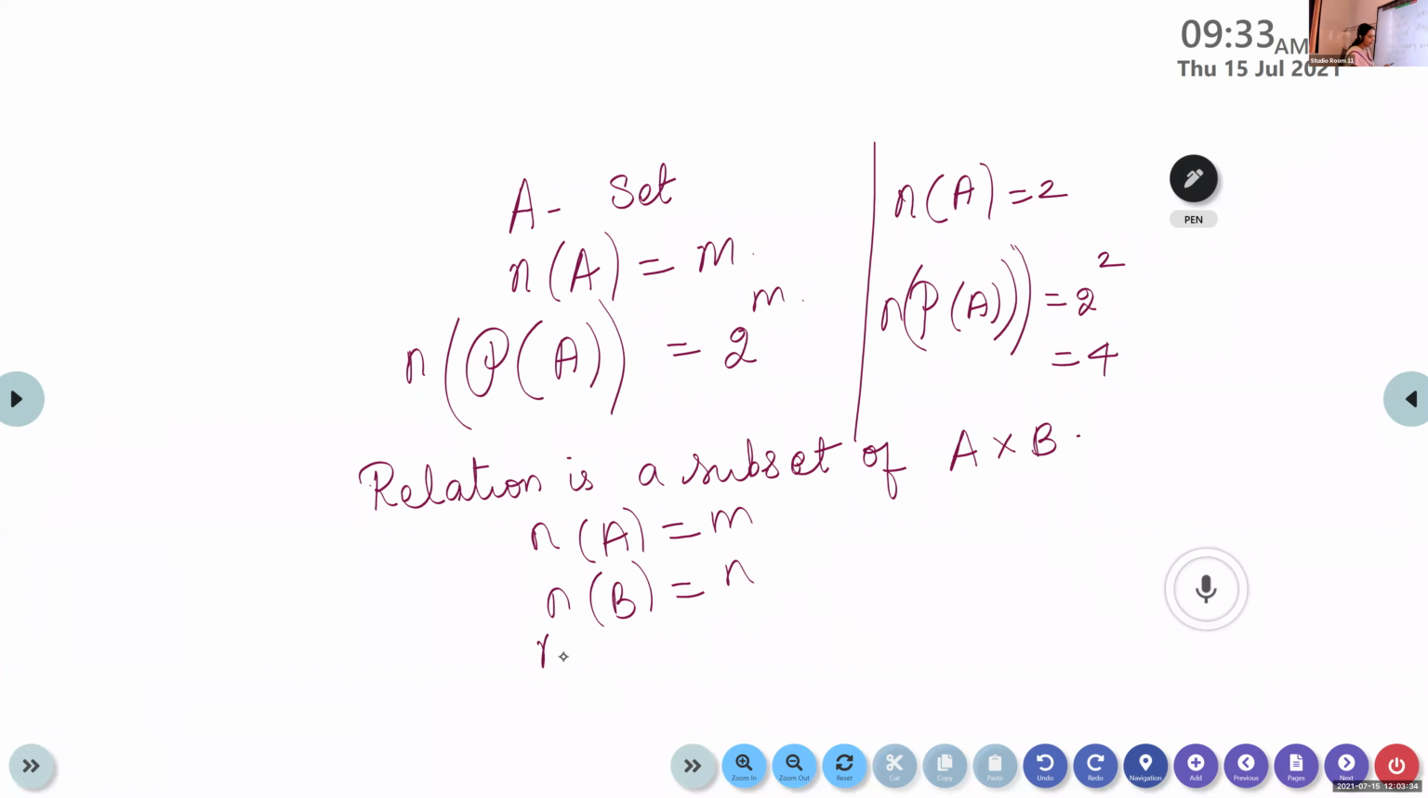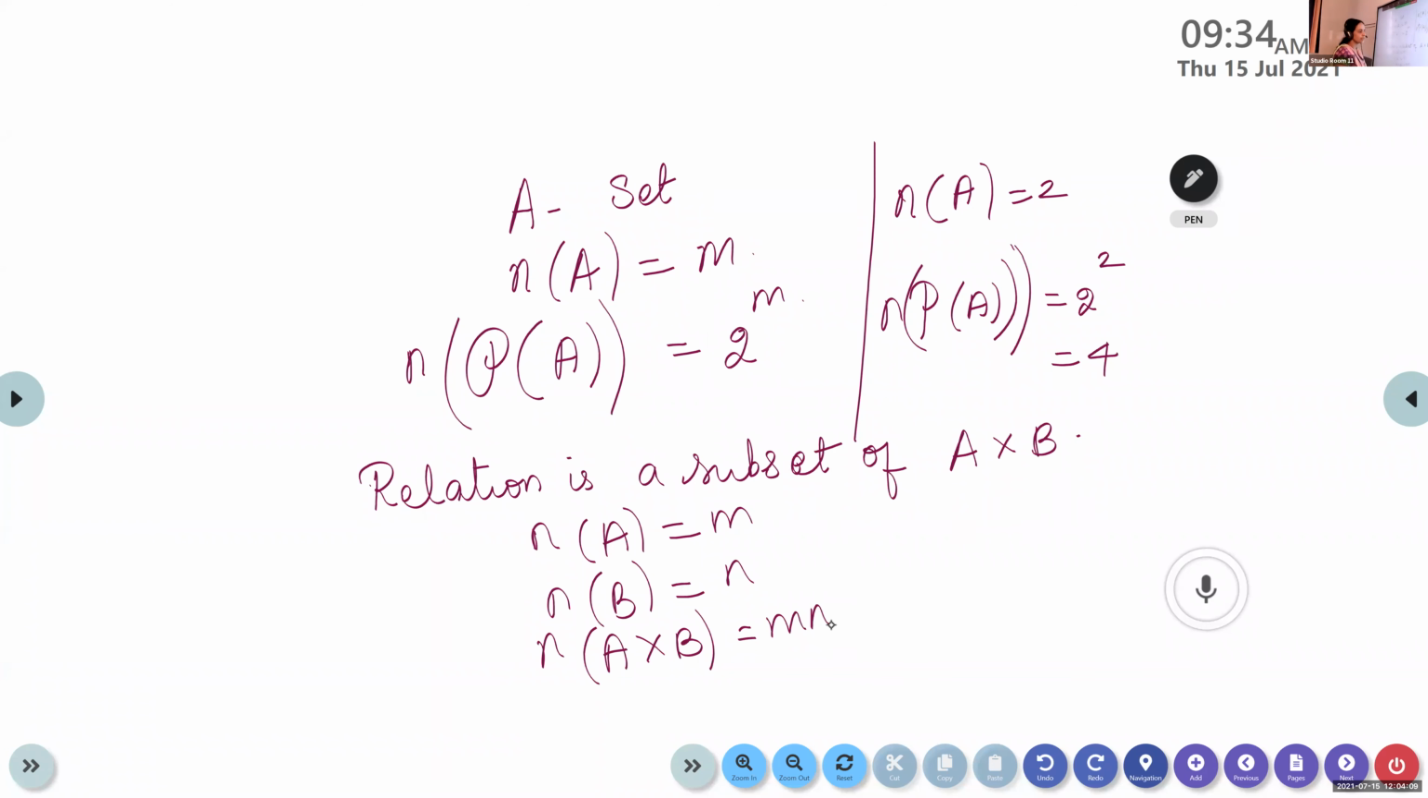So how many elements will be there in A cross B? A is a set containing m elements and B is a set containing n elements. So how many elements will be present in A cross B? Yes, tell me children. It is m into n. mn elements will be present.